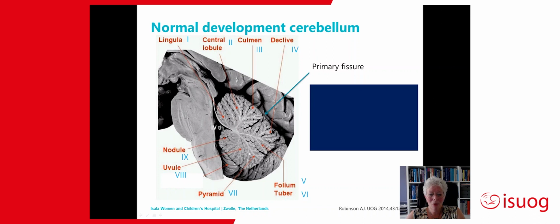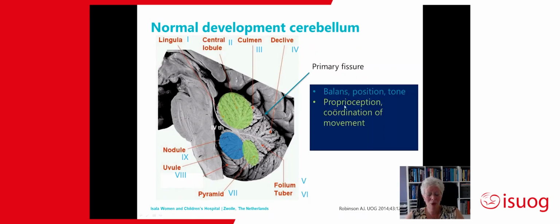And all these parts and lobules of the cerebellar vermis have their own function. For instance, if we look at this part of the vermis, this is necessary for balance, for position, and for tone. This part of the vermis is important for proprioception, coordination of movement. And this part of the vermis is important for planning, cognitive and language functions.